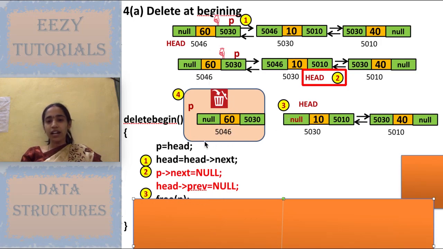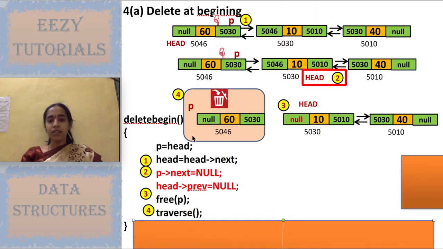After doing that, you can delete P with the help of the function free. Just if you are putting free of P, the memory for this node will be deallocated.